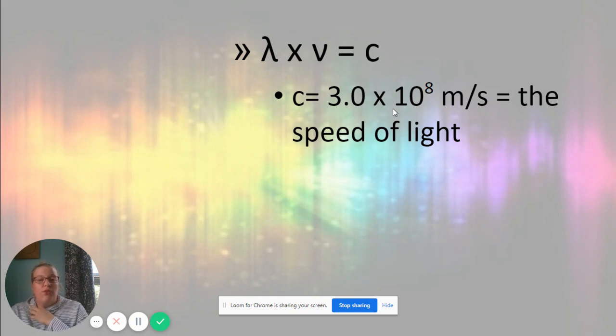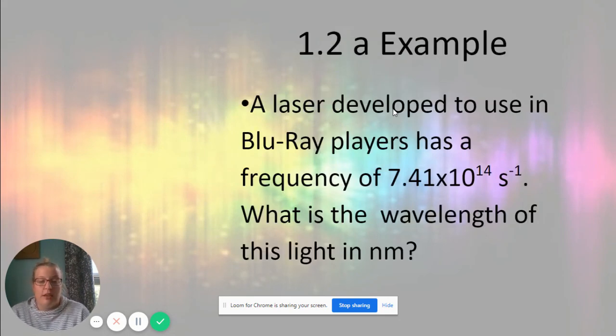What we're going to do for our first part of this lesson is we're going to practice doing this calculation. So we're going to go through, we're going to check to make sure you remember how to put things into your calculator. I'm even going to go over that. And then we will do a practice calculation. And here is your example. So the example I would like you to try is that a laser developed to use in Blu-ray players has a frequency of 7.41 times 10 to the 14th seconds to the negative 1. What is the wavelength of this light in nanometers? Okay, so what I want you to do is give this a try, and then I will give you the work and the answers in the practice video. All right, good luck.